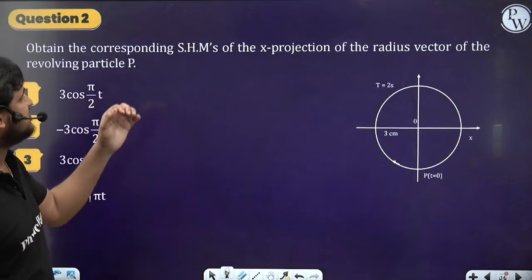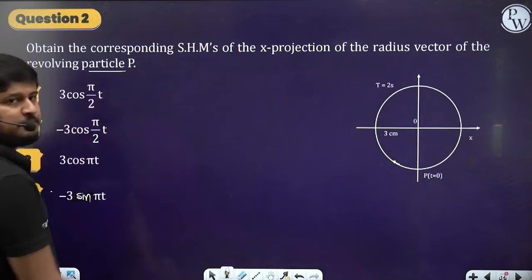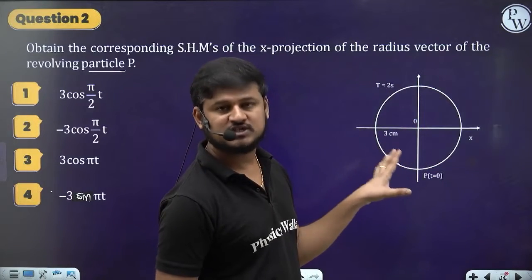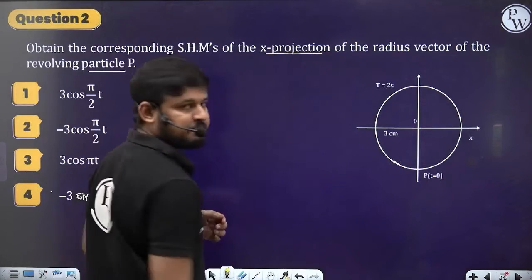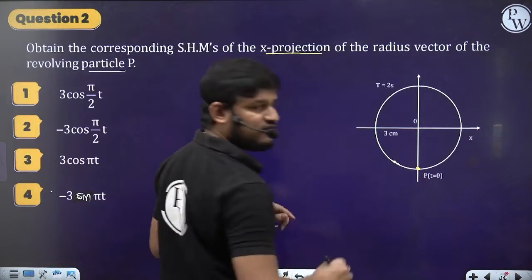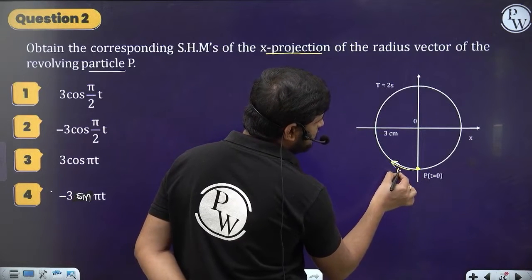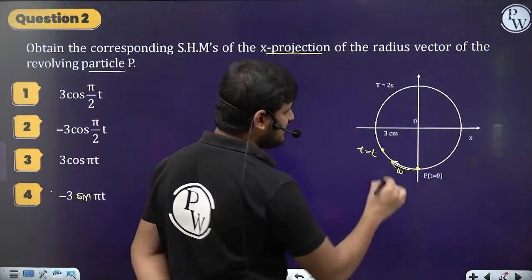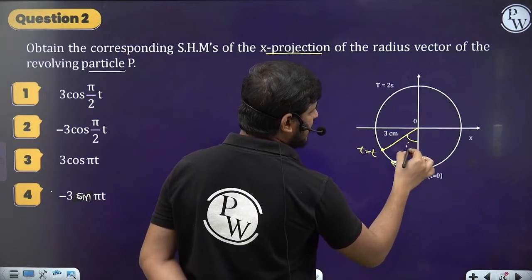Obtain the corresponding S.H.M of the x projection of the radius vector of the revolving particle P. The particle revolving in a circular path is undergoing uniform circular motion, so we have to write its projection on x. At time t equals 0, the particle starts its uniform circular motion from here. Let's say it's moving with some angular velocity omega. After some time t, the particle has reached here. So this is the angular displacement.